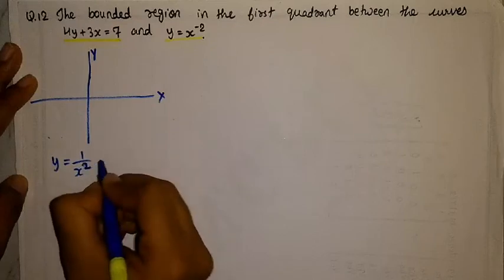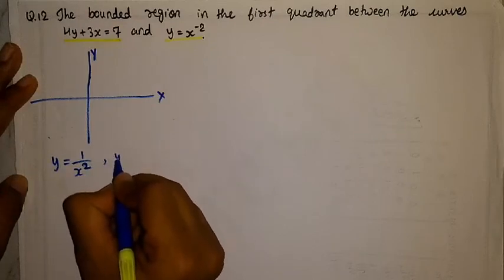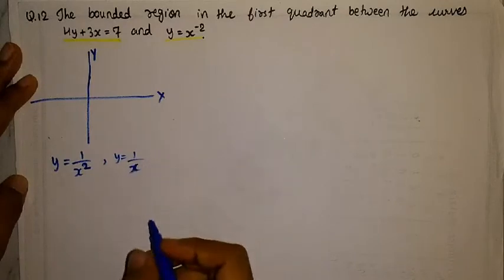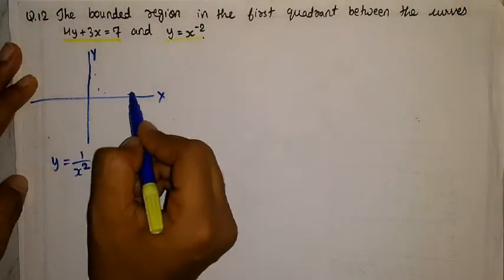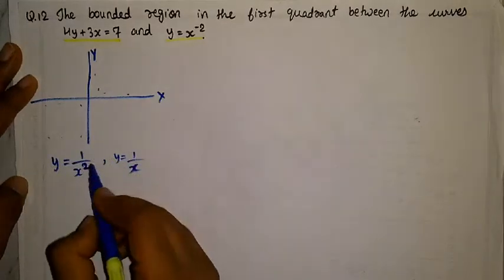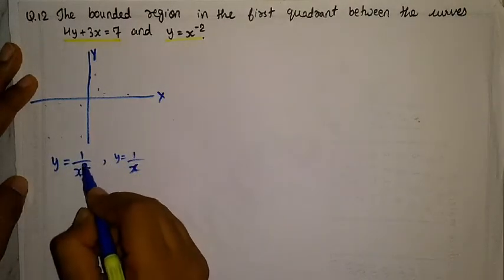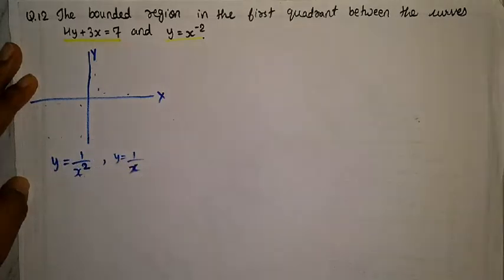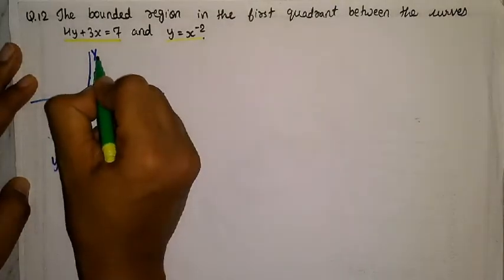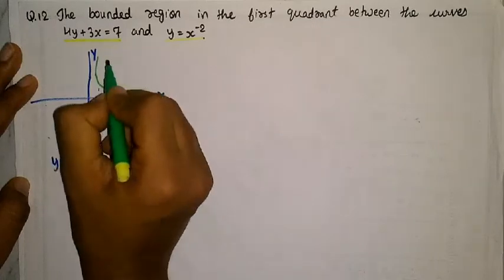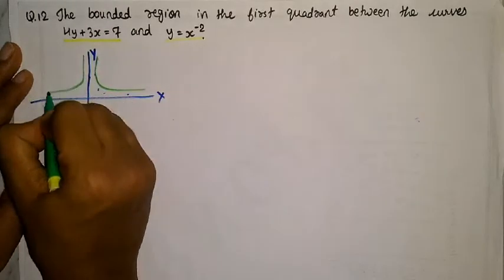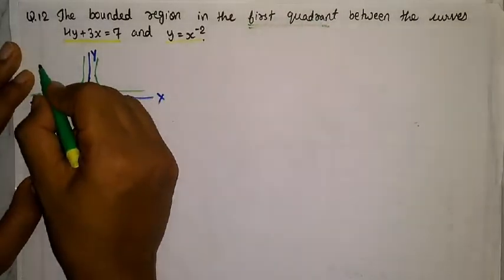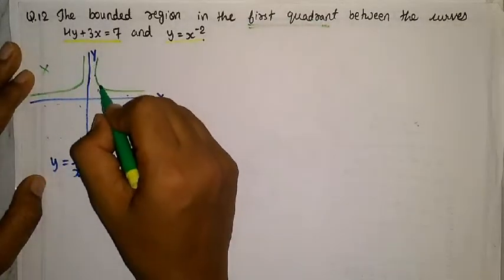So this is the x-axis, this is the y-axis, this is y is equal to 1 upon x square. How to draw such a graph? We know that y is equal to 1 upon x is a rectangular hyperbola that lies in the first and third quadrant, but this is y is equal to 1 upon x square. So it shows that y will be positive. So this curve will be like this and like this. But we are told we have to find just in the first quadrant. So we have to ignore this one. We have to just do this.